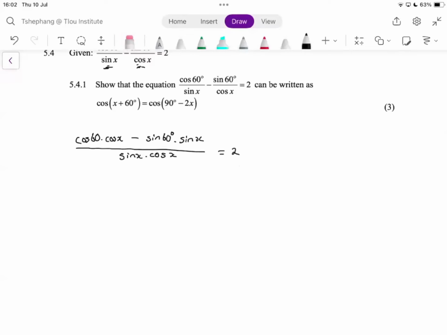And then what's next? Let's see if we can cross multiply. Cos of 60 multiplied by cos of x minus sine 60 degrees multiplied by sine of x is equal to what? 2 sine x cos of x. Remember, this is over 1. And then when you cross multiply, that's going to multiply there, this is going to multiply there.